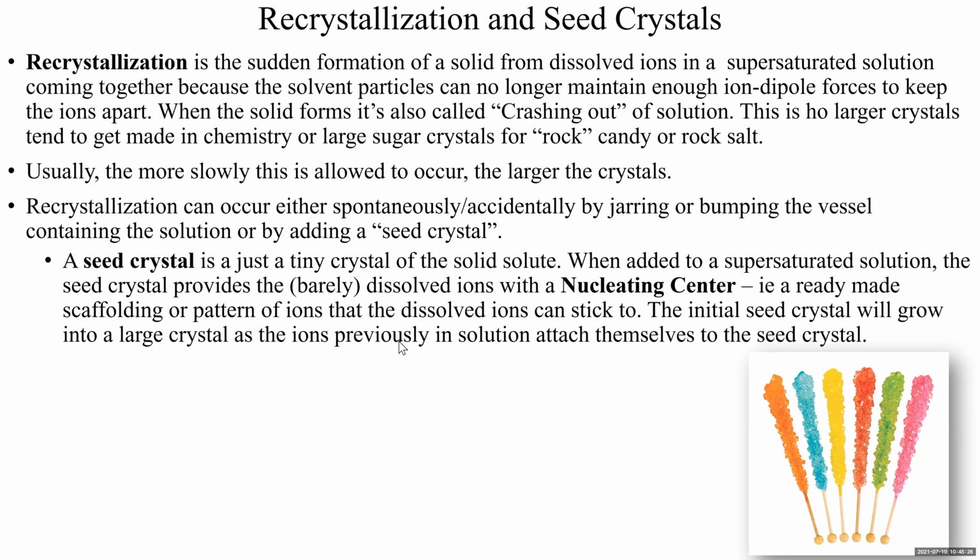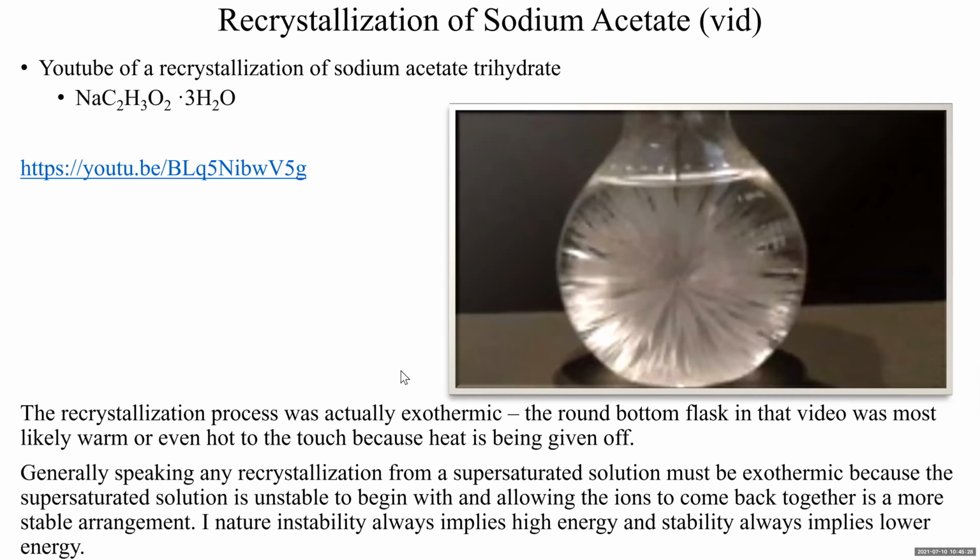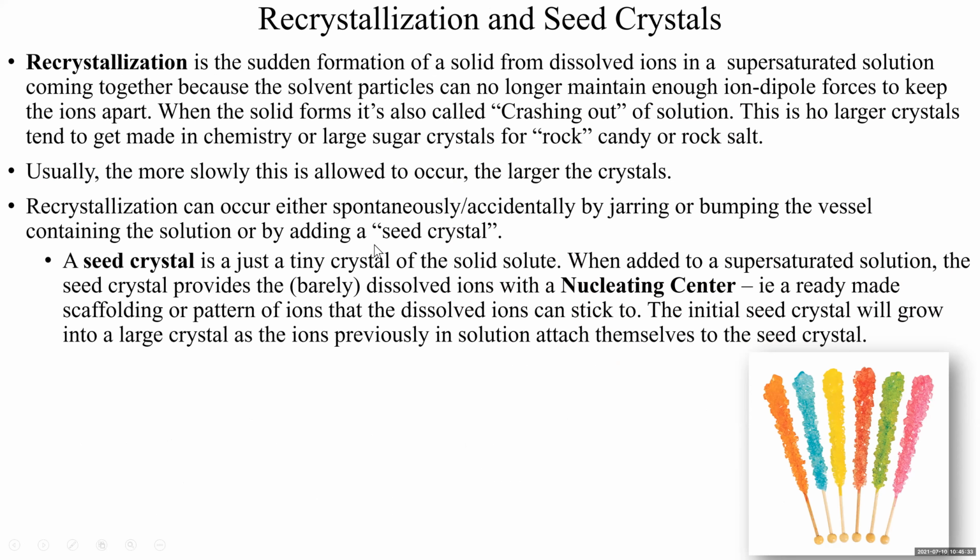A nucleating center is just a platform, a sort of pre-established lattice upon which all the positive and negative ions can jump onto. So in a sodium chloride crystal example, the chloride ions will see the sodium ions in the seed crystal, the lattice, and the chloride ions will be attracted to the sodiums.